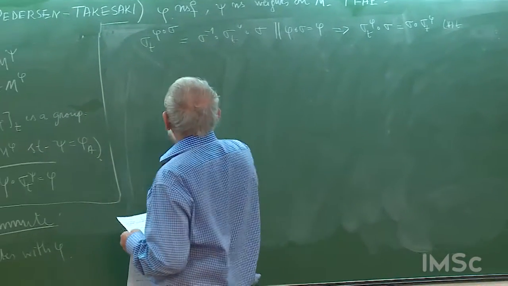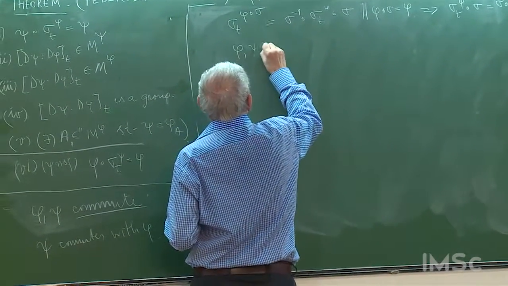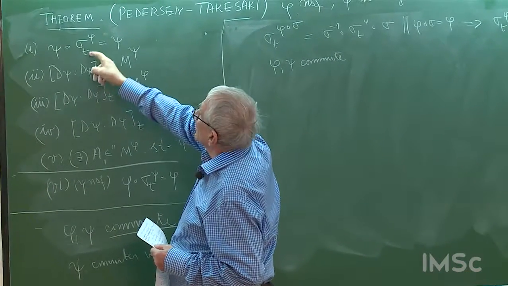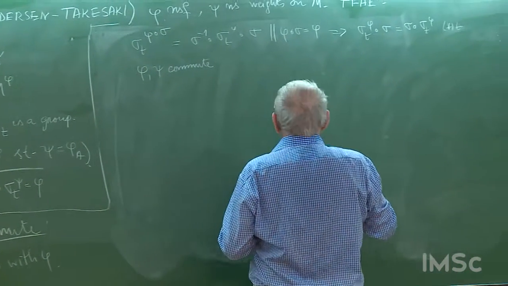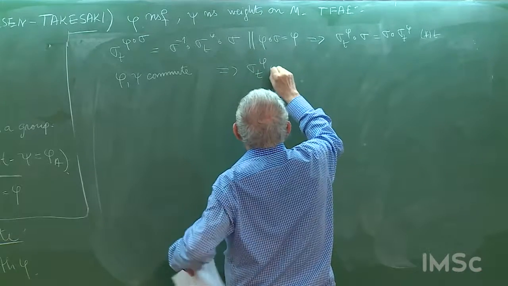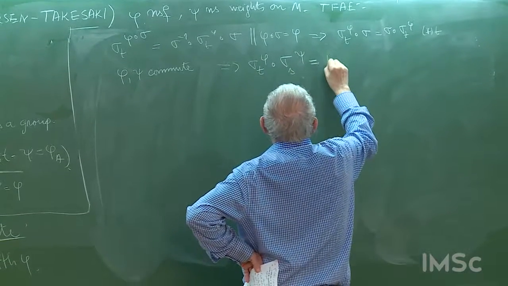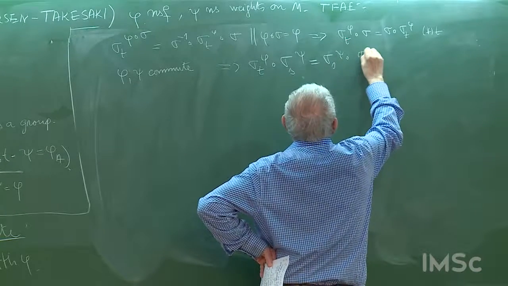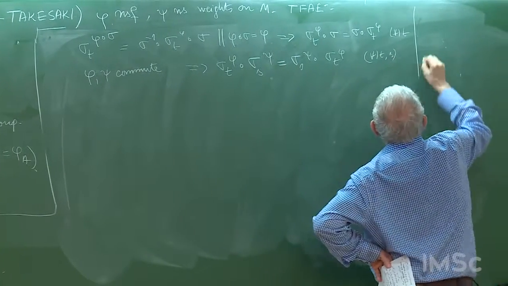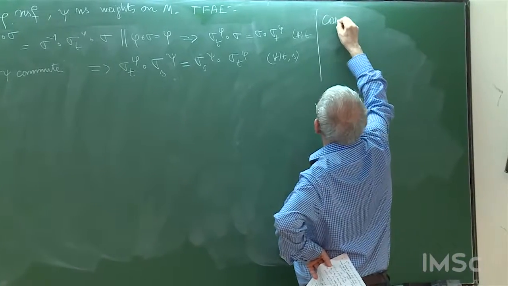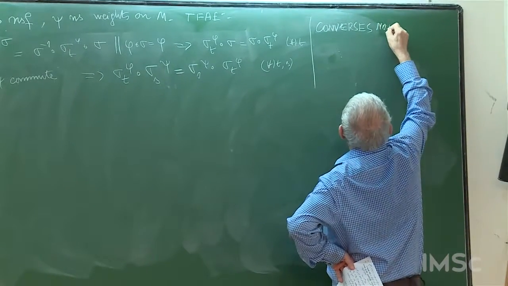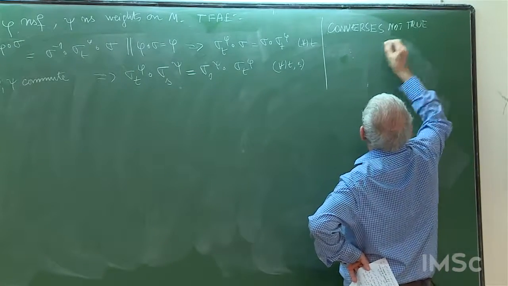In particular, if phi and psi commute, so psi is invariant to the automorphism group of phi, what we get is the fact that sigma t phi sigma s psi is equal to sigma s psi composed with sigma t phi for every t, s. The point is that you will expect the converses here. The converses are not true unconditionally.